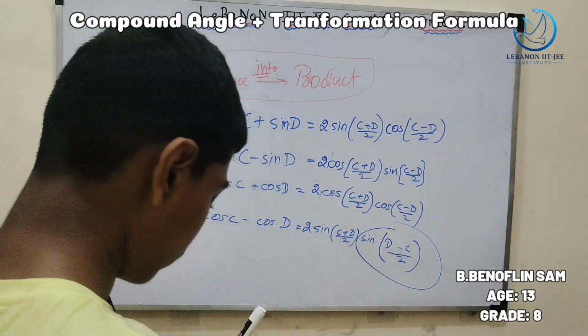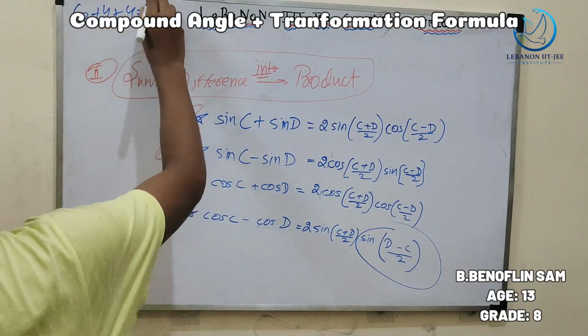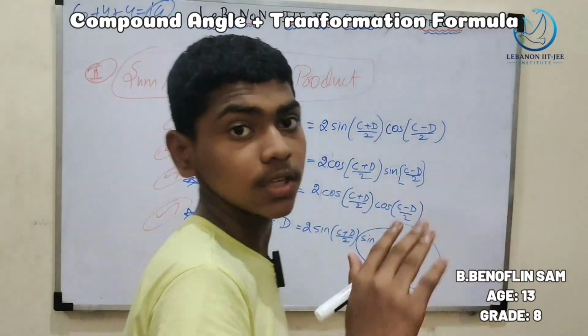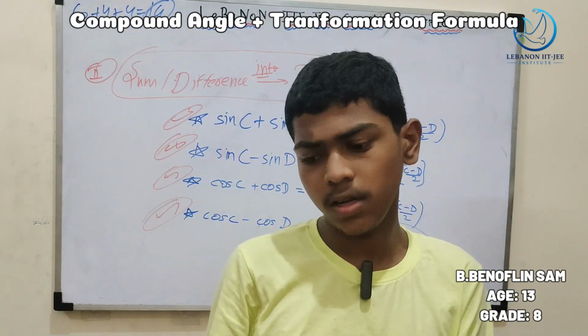So it will be like 6 plus 4 plus 4 is equal to 14. You have to memorize 14 things to solve the JEE questions. For example, I will give some simple questions.